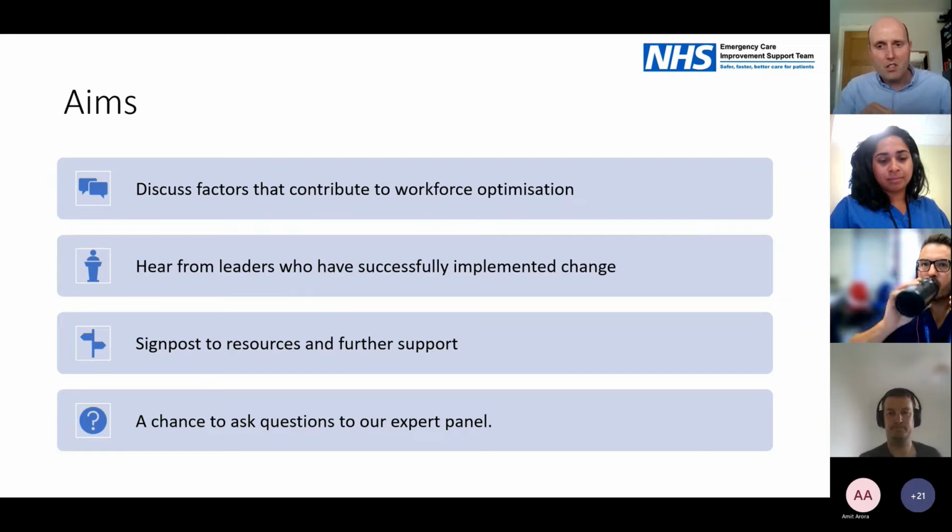We're going to discuss the factors that contribute to workforce optimization. That's going to come from 4 of our expert speakers, and then we're going to try and leave at least 20 to 30 minutes for a Q&A panel. And we've got a couple of extra experts coming in to help us with that panel as well. And of course, in a whole hour, we're going to completely fix all of your workforce problems.